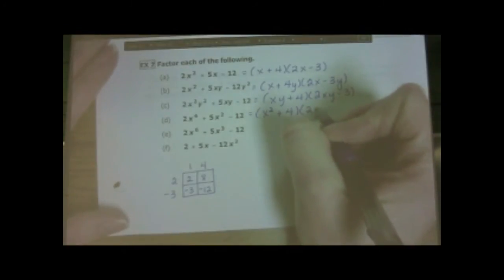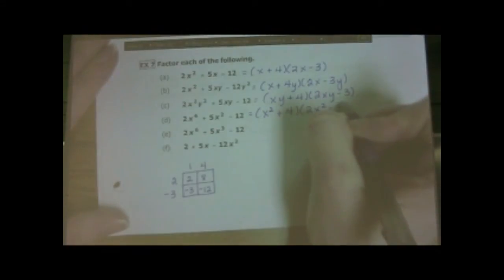In the next example, I'm starting with an x to the 4th. So instead of using an x and an x in my factors, I'm going to use an x squared and an x squared. So this becomes x squared plus 4 and 2x squared minus 3. Notice that when I FOIL this, my inners and my outers have the term x squared, which is what we have in the middle.